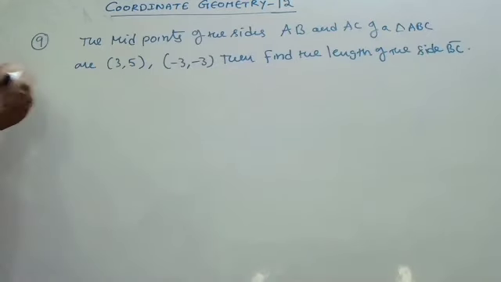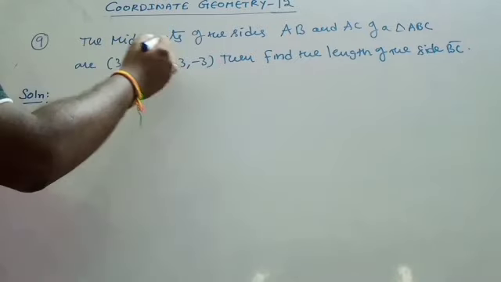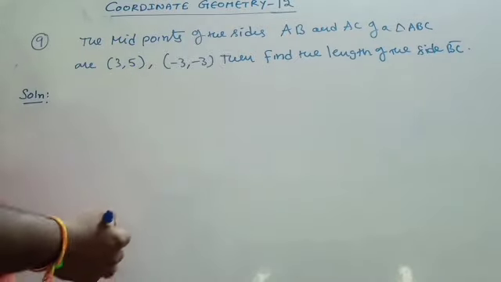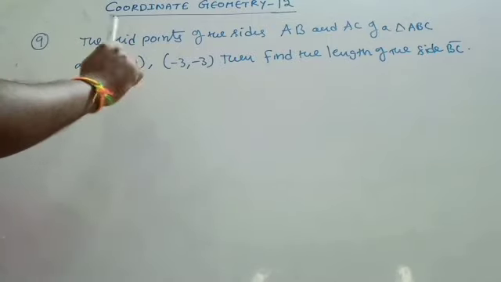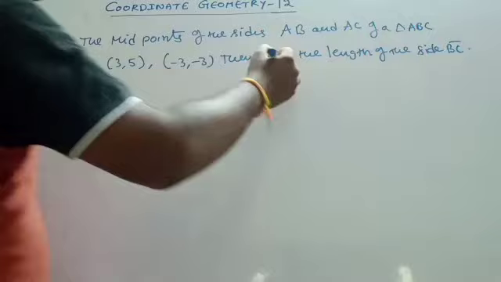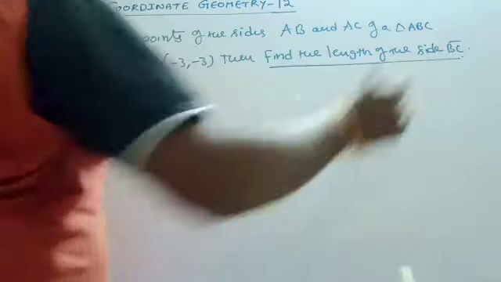Another interesting problem, the 9th problem. Let us first get the information they have given. The midpoints of the sides AB and AC of triangle ABC are given, and they are asking to find the length of the side BC.